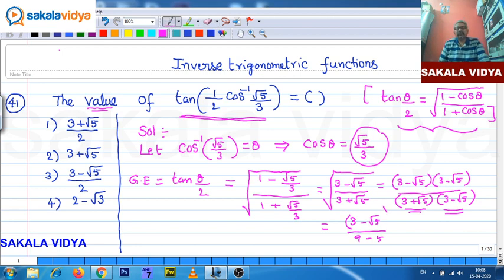This will be root, this is square under root. So, this equals 3 minus root 5 by 9 minus 5 is 4, square root of 4 is 2, so 3 minus root 5 by 2. So, that means here the third option is the right option.